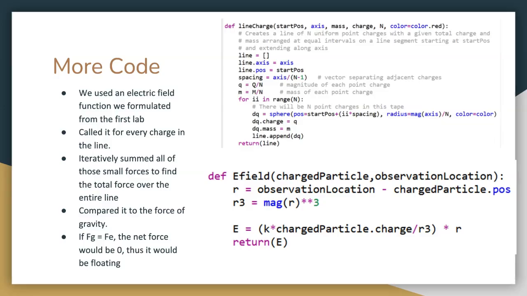And then we compared that force to the force of gravity. And if our calculation for the charge is correct, then the net force should be zero. So the magnitude of the force of gravity should equal the magnitude of the electric force.